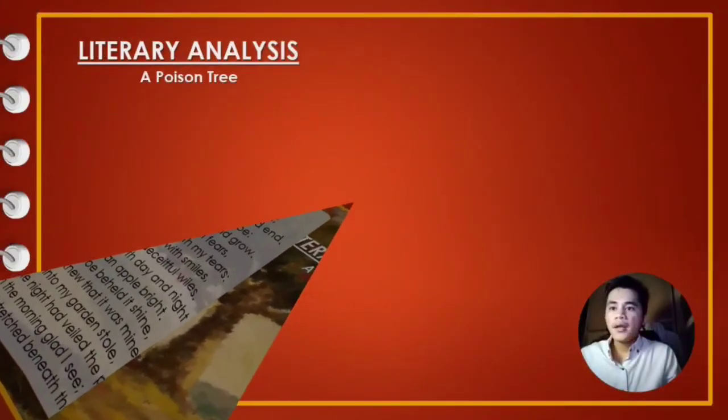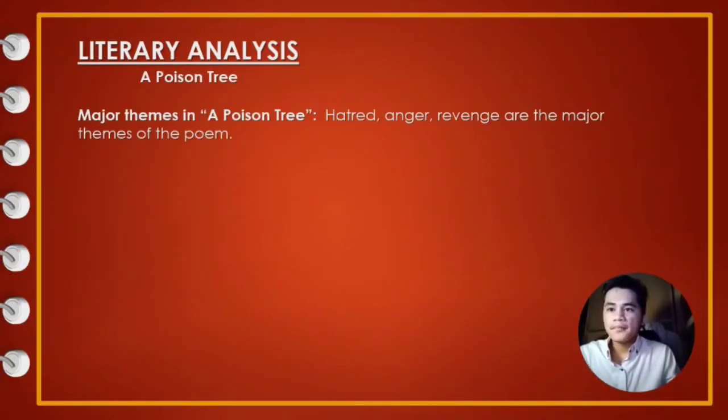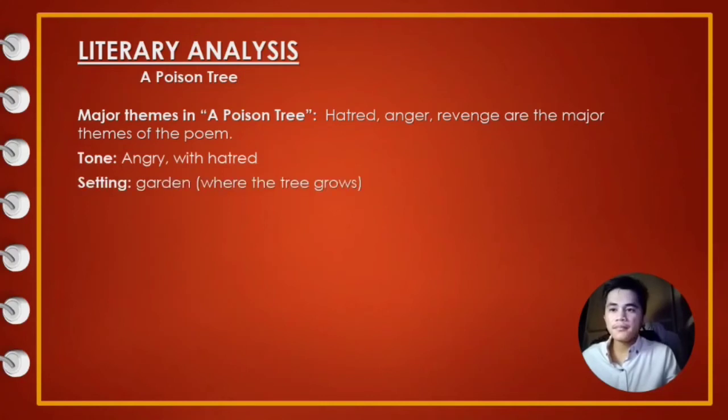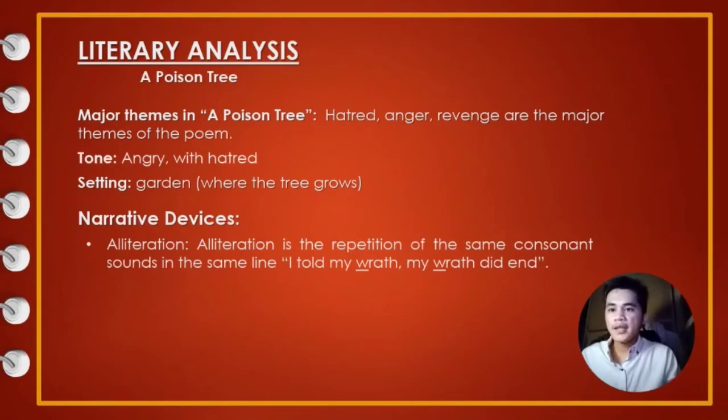Now, for further analysis about this poem, the major themes are hatred, anger, and revenge. The tone is angry and hateful. As you can observe, the persona in the poem is angry. The setting is in the garden where the tree grows, and the following are the narrative devices present in the poem. First, we have alliteration. Alliteration is the repetition of the same consonant sounds in the same line. For example, I told my wrath, my wrath did end.